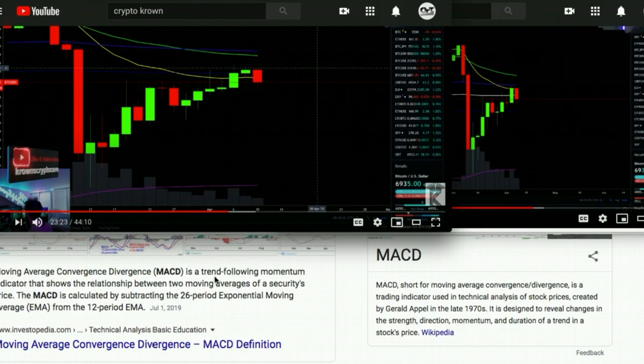Moving average. What's the MACD? What does that stand for? Moving average convergence divergence. So it's the velocity, the convergence divergence. Is the velocity increasing towards each other or away from each other? Moving average convergence divergence, or MACD, is a trend following momentum indicator that shows the relationship between two moving averages of a security's price. MACD is calculated by subtracting the 26th period exponential moving average, EMA, from the 12th period EMA.